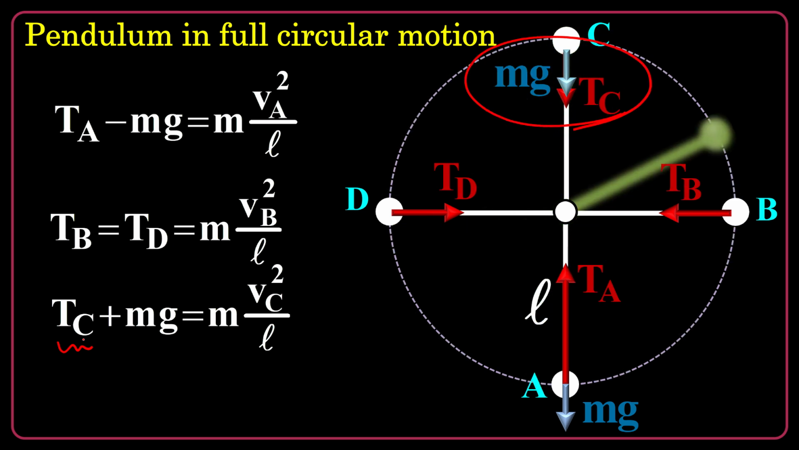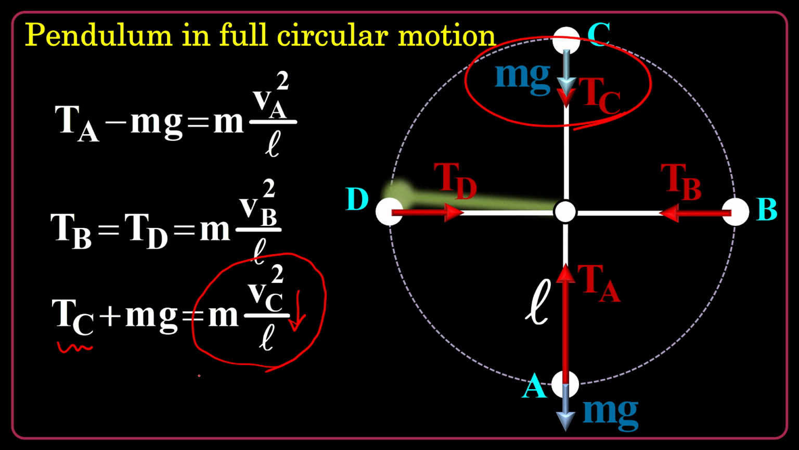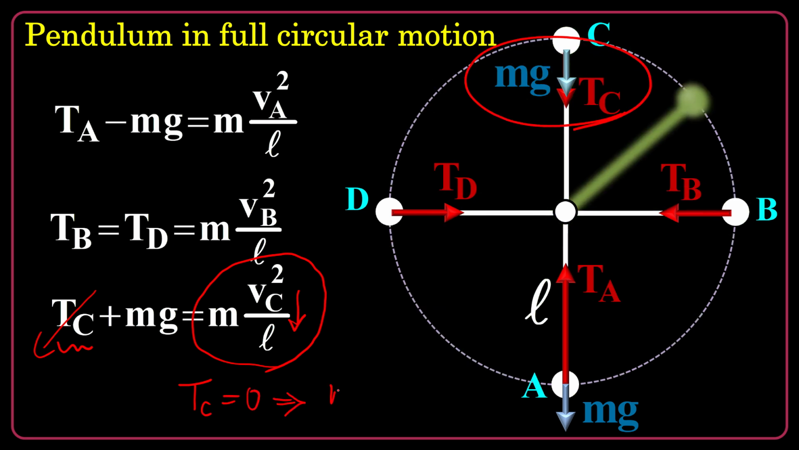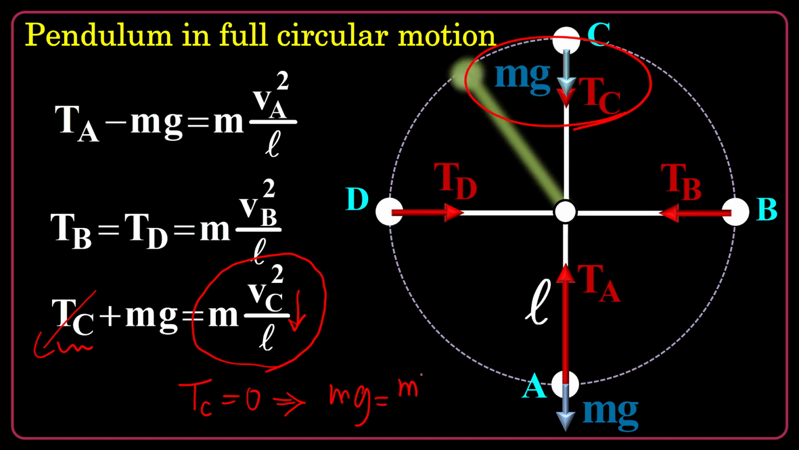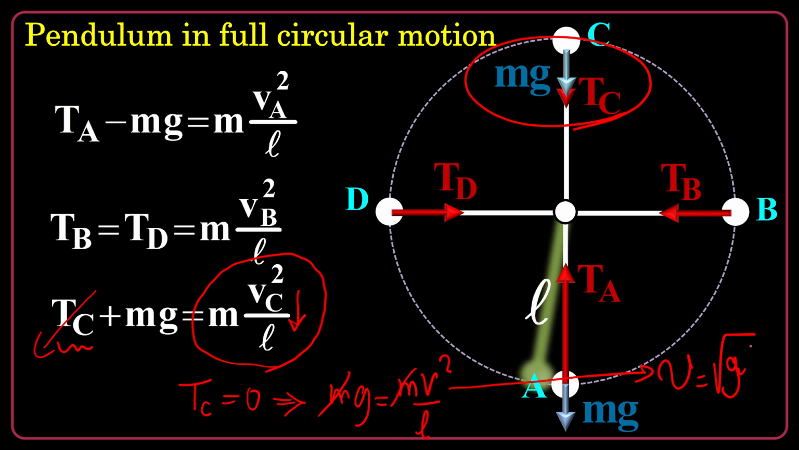may be zero. What do I mean by that? If you reduce the Vc, the right side of this equation will drop. And so if it is small enough to be equal to mg, there is no need to have a Tc. So if I ignore the Tc in a very critical situation, mg seems to be equal to mv squared over L at the point C. So if I drop the mass, v is going to be square root of gL.